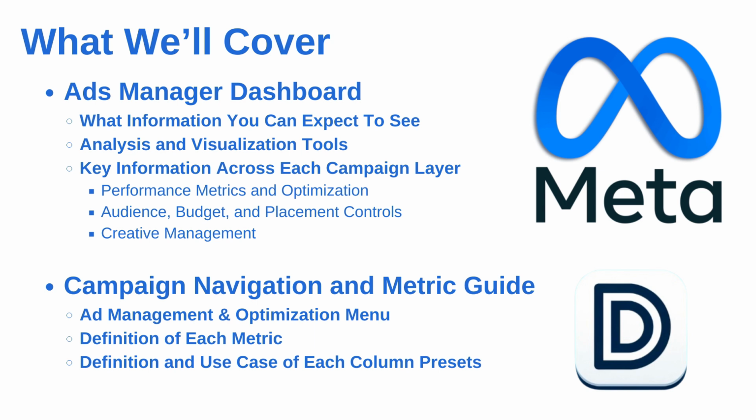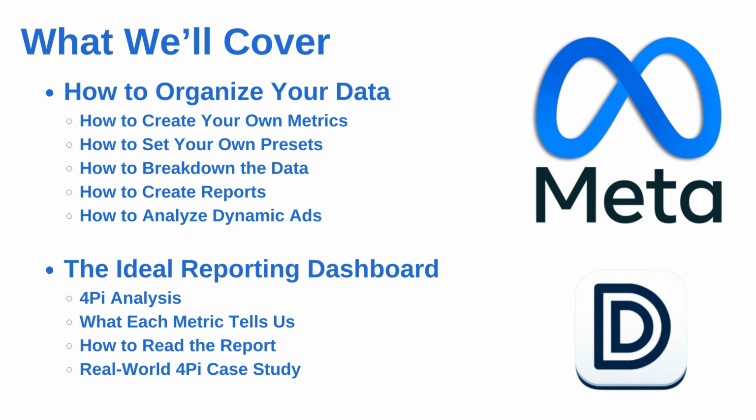From there, we're going to dive into campaign navigation and the metric guide. We're going to cover both the ad management and optimization menus, as well as dive into the definition of each metric that you need to know and the definition and use case of each column preset. Then we're going to get into how to organize your data for best success, and I'm going to show you step by step how to create your own custom metrics and set your own custom presets, how to break down the data for most valuable insight, how to create reports, and how to analyze dynamic ads.